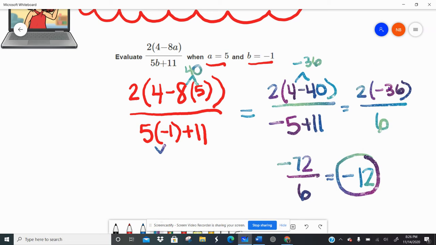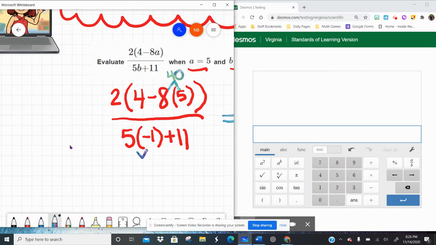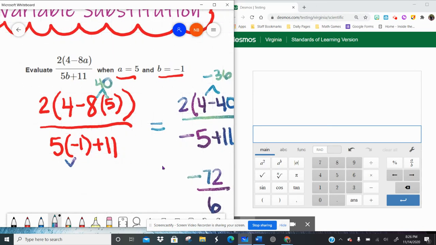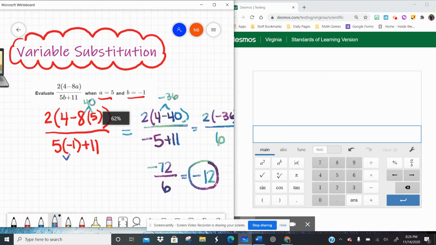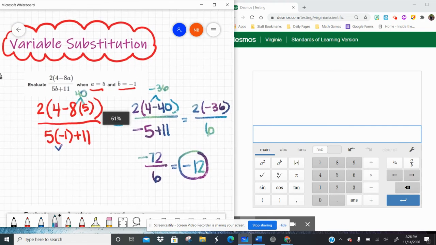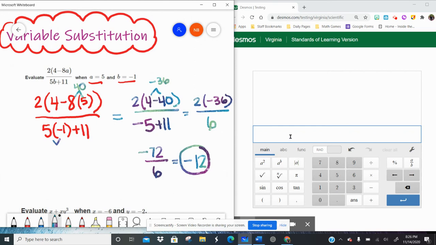You might be like, Miss Berger, that's crazy. That is so much work. And it is. It's an order of operation problem, but there is an easier way. Now, we all love that handy dandy Desmos calculator. So our answer was -12. Let's see if we can get that with the Desmos calculator using a little trick when it comes to variable substitution.